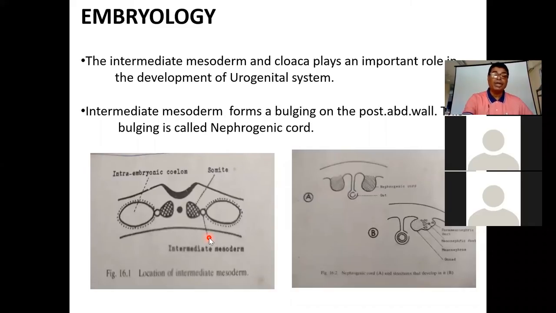This intermediate mesoderm forms a bulging on the posterior abdominal wall by the side of the mesenteric attachment. This is the developing gut. It has a mesentery which is attached over the posterior abdominal wall. On the two sides of this attachment of the mesentery, this intermediate mesoderm forms a bulge, and this bulge is called the nephrogenic cord.